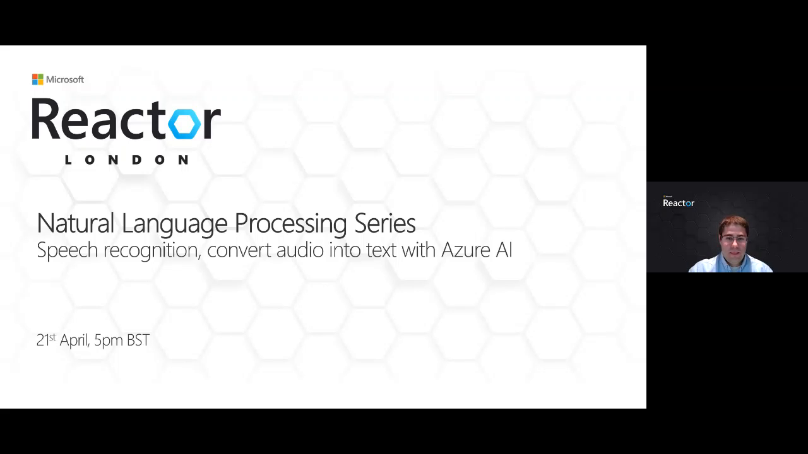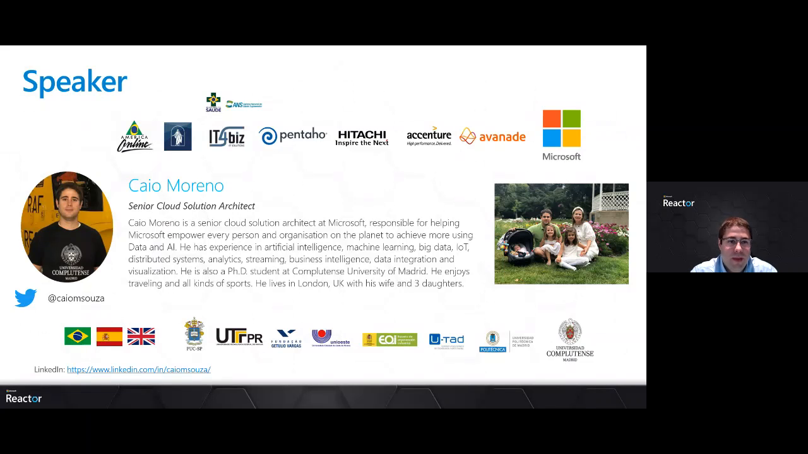And before we start, I just want to talk a little bit about myself. So I'm a cloud solution architect at Microsoft. I live here in London. I am married. I have 3 daughters, as you can see in the picture. You can see my Twitter if you want to reach out to me, and also my LinkedIn.